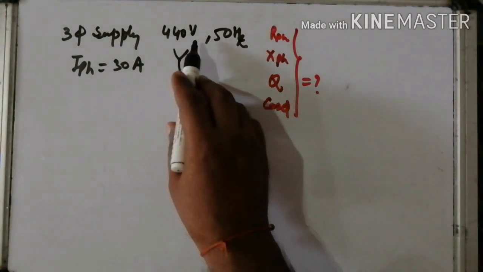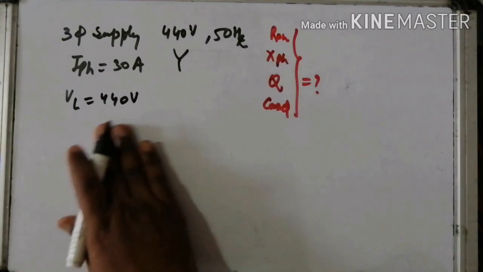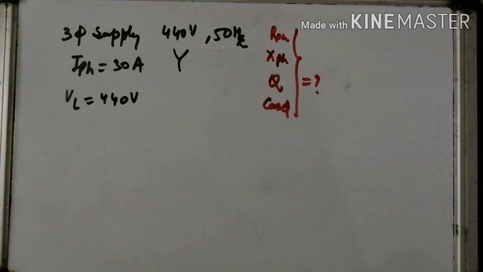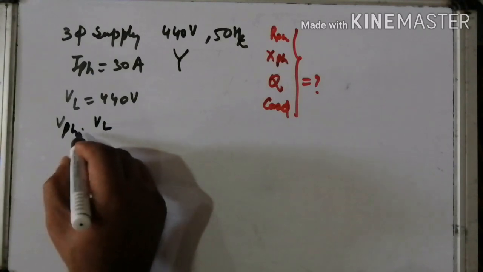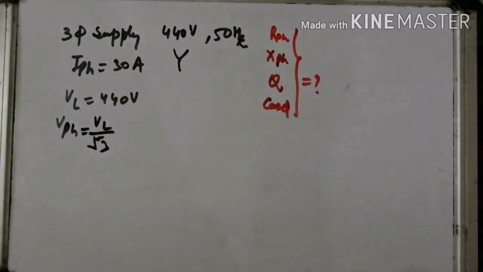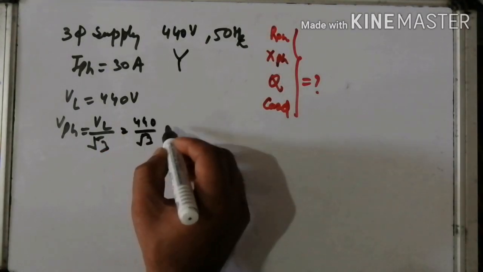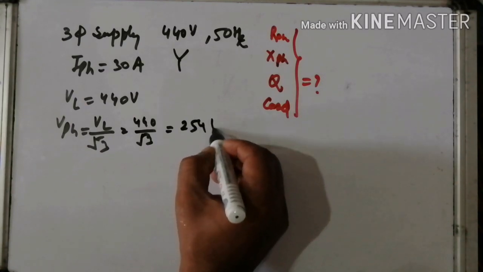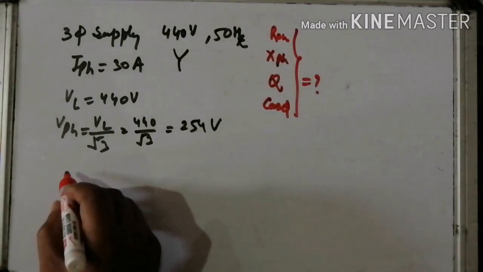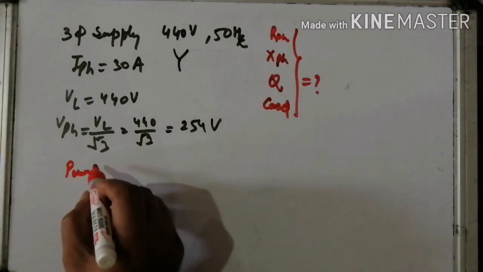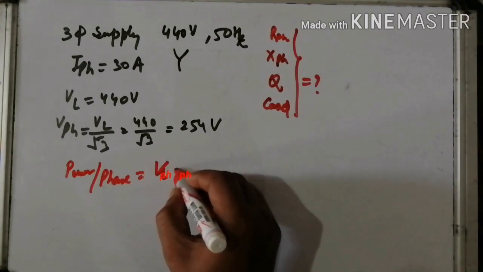So this 440 volt is the line voltage. So according to the relation of VPH and VL, we can calculate the phase voltage, that is 440 divided by root 3, it is 254 volt, right? According to the formula of power, that is power per phase equal to VPH IPH cos phi.